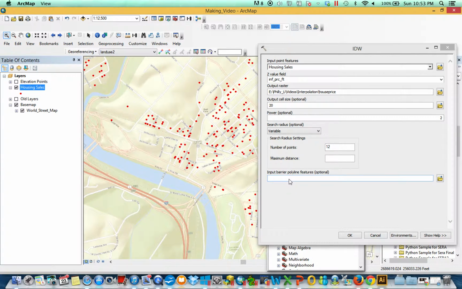So the input barrier polyline gives you that option of using a river, of using a railroad, of using anything that you consider to be a barrier put into polyline form. We're not going to use it right now, but it's best to introduce it.